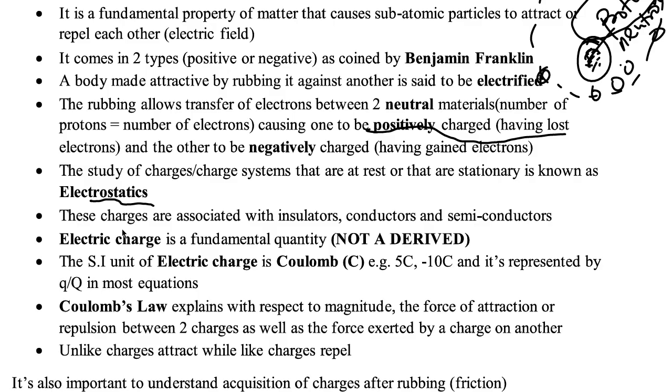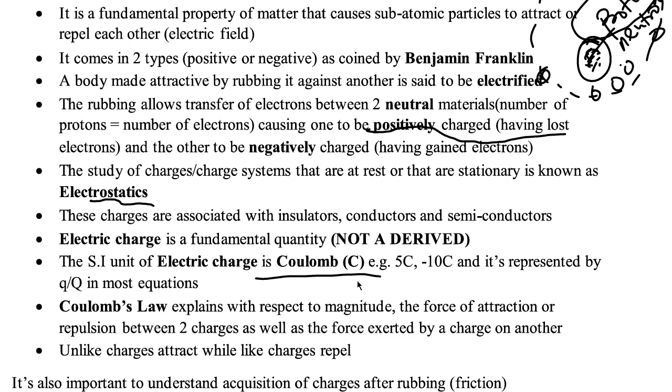So another point here is that the SI unit of electric charge is a coulomb. It could be asked in the exam. The SI unit of electric charge is what? Right? It's important to know that this SI unit is the coulomb. And then if you want to write it out, you have 5 C, negative 5 C if the charge is negative.